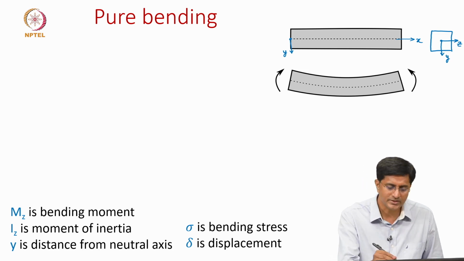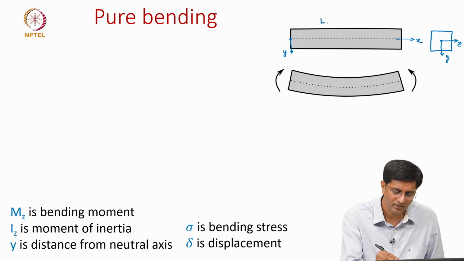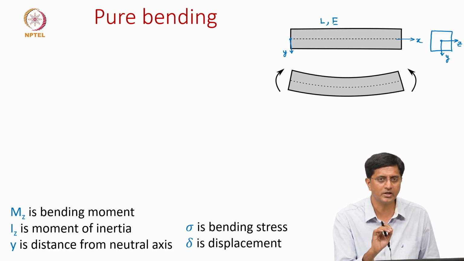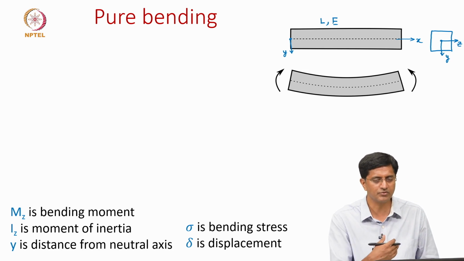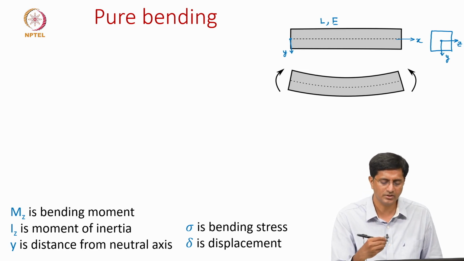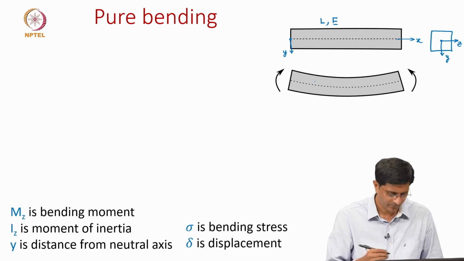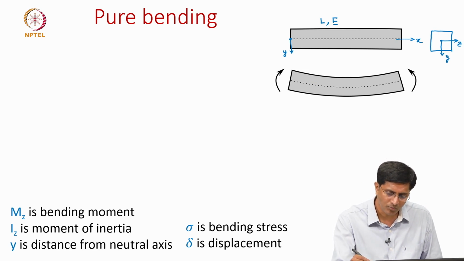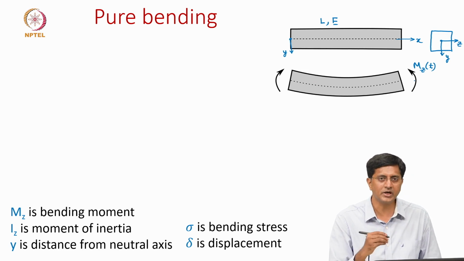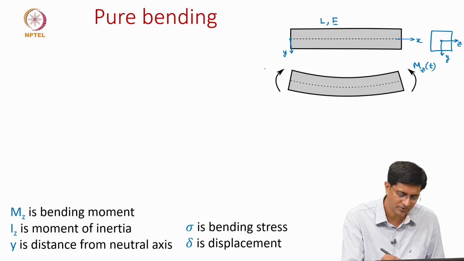Let us say this beam is of length L. It is made up of a material with elasticity E. Currently, as a first step we will look at the elastic solution, that is why I said E, but of course, for the viscoelastic we will go with the relaxation modulus later. So, we say that we are applying a moment m about the z axis, and let us assume that it is a function of time, meaning with time the moment changes. The same moment is applied on both ends, M_z of t.